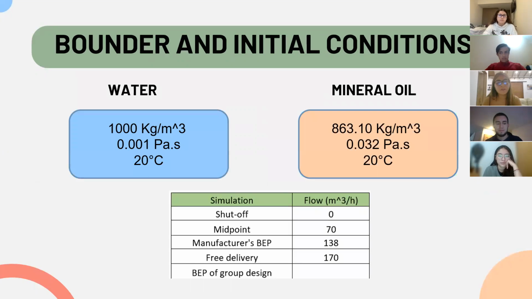For physical models, we have boundary and initial conditions. We have 2 liquids, water and mineral oil, with conditions as you can see. We have to do 5 simulations: at the shut-off point, the midpoint, the manufacturer's point, the 3D library point, and finally the design point.